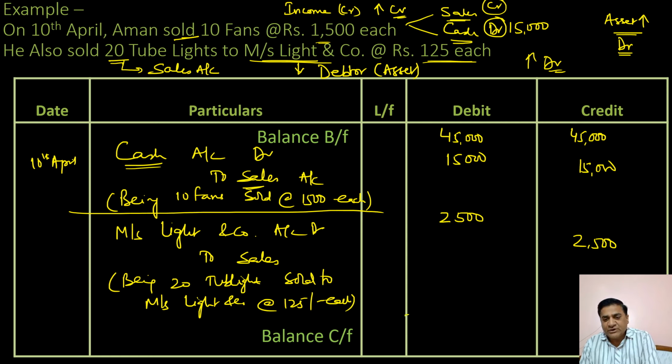Then what I am supposed to do? I need to make the total here. How much is the total? 45 plus 15, 60,000, 62,500. This is the running total for this page, which would be carried forward to the next page. Clear?